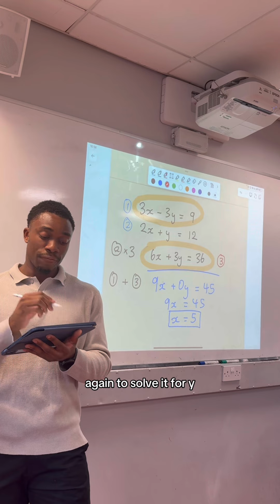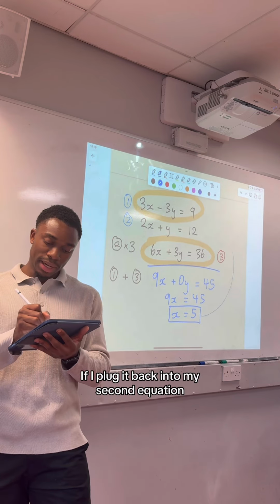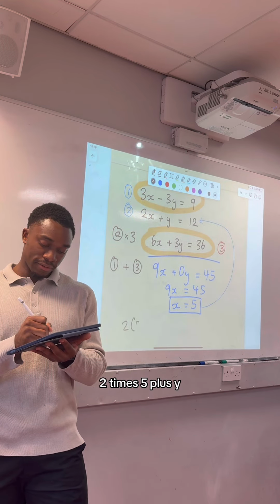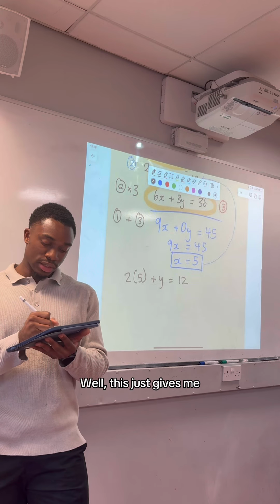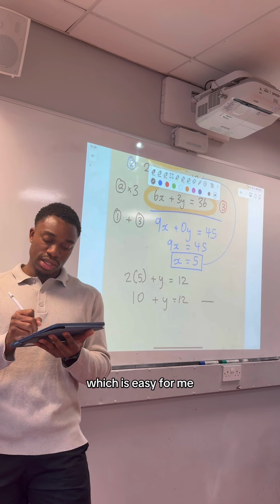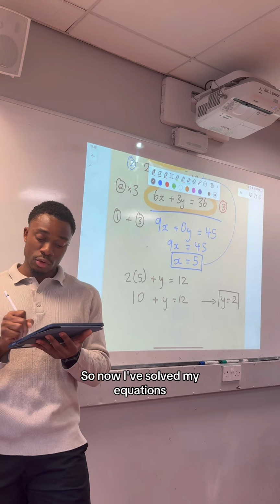Again, to solve it for y, that's what is simultaneous. I'm solving for y as well. If I plug it back into my second equation, what I'm then going to get is 2 times 5 plus y is equal to 12. Well, this just gives me 10 plus y equals 12, which is easy for me to spot that y is equal to 2. So now I've solved my equations.